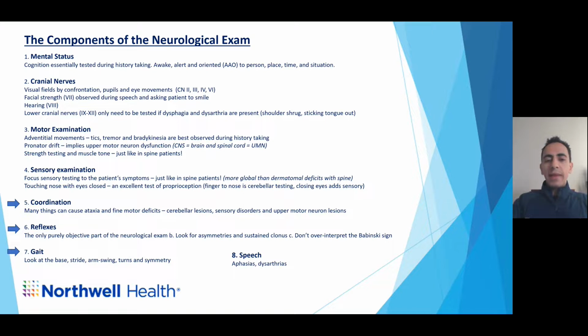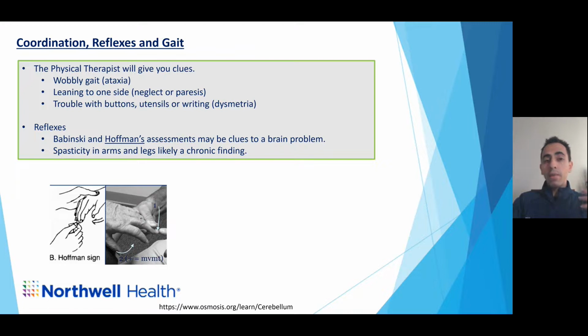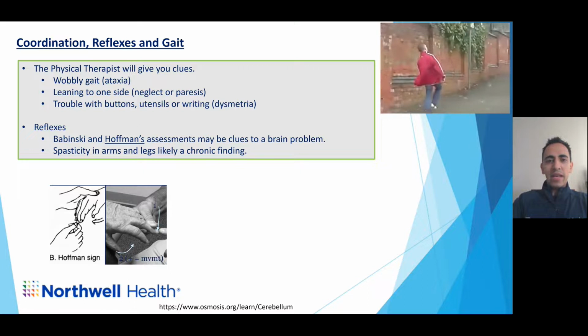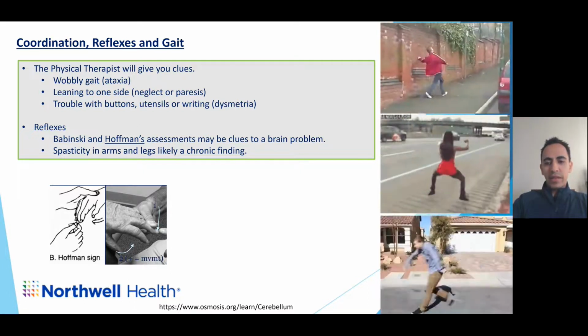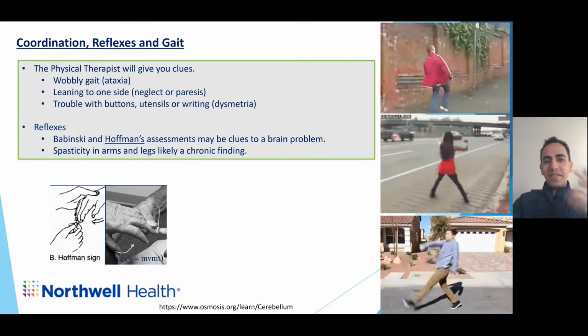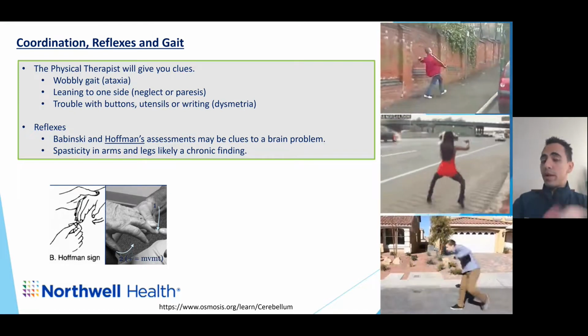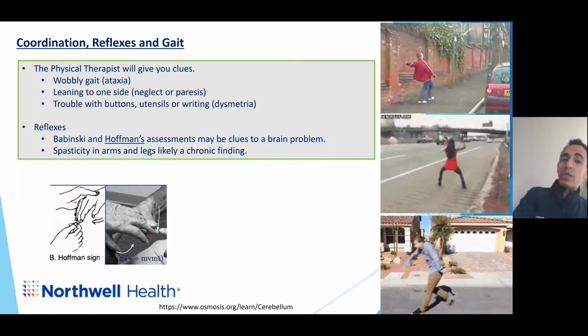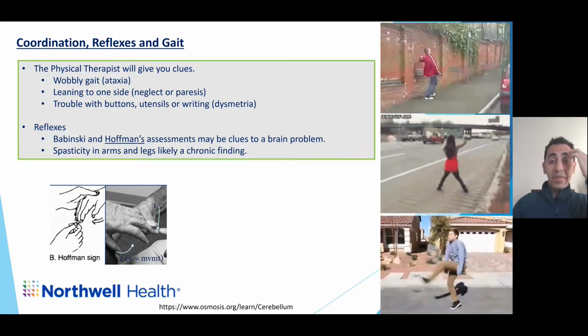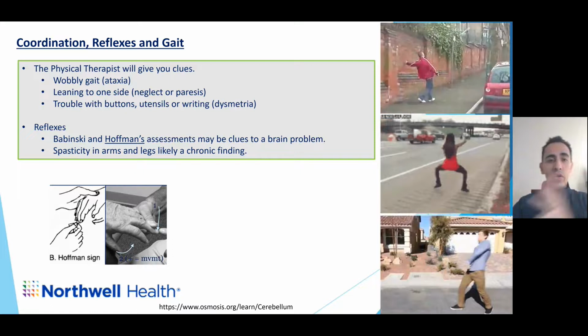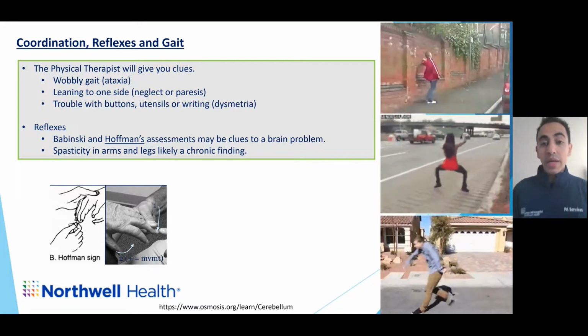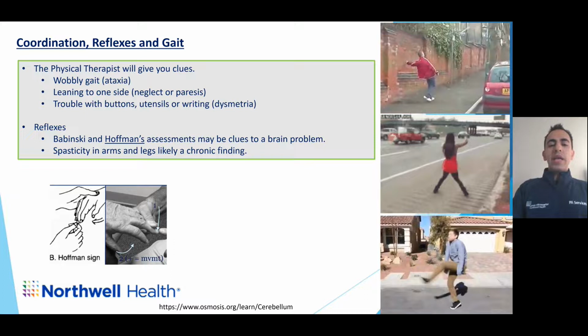Coordination, reflexes, and gait. I put these together as well. This tends to reflect on the cerebellum, as well as potentially just being weak. The physical therapist will usually come to you and say, hey, this person is walking like this or like that. It's usually pretty obvious, but one thing you'll pick up on is when they lean to one side, especially if you're taking them up to go to the bathroom, they tend to veer to one side or they're holding on to something. That could be a sign of neglect or paresis or some of these gait issues.